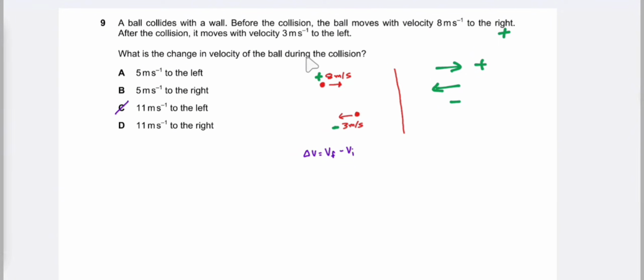What is the change in velocity of the ball during the collision? So change in velocity is equal to final velocity minus initial velocity, and final velocity is negative 3 meter per second minus the initial velocity. So initial velocity is 8 meter per second. So we get a value that is negative 11 meter per second. And since it is negative, that means the ball is moving towards the left. So the answer is C.